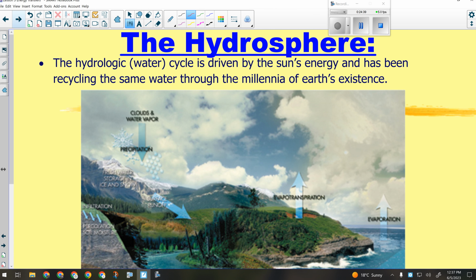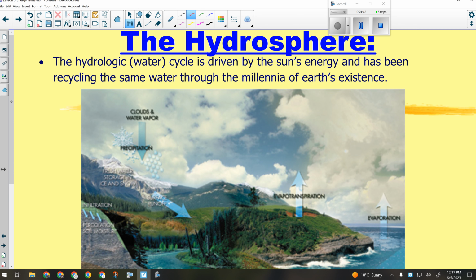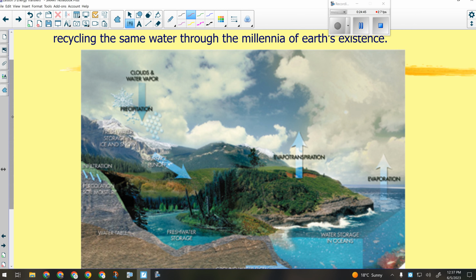So the hydrologic cycle, the water cycle, is driven by the sun's energy and has been recycling that water for some time. So this here, evaporation and evapotranspiration, that is energy in. Here, where it's condensing and falling as precipitation, that's energy out. So that could be transferred from one place to another.